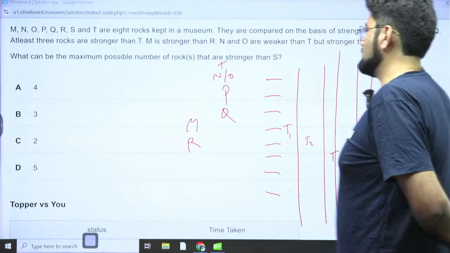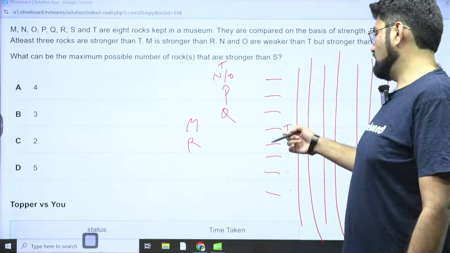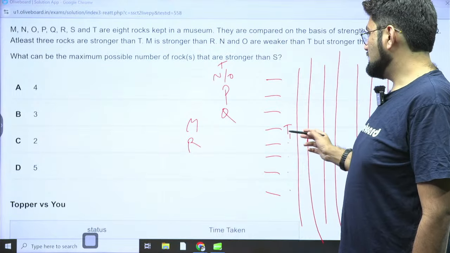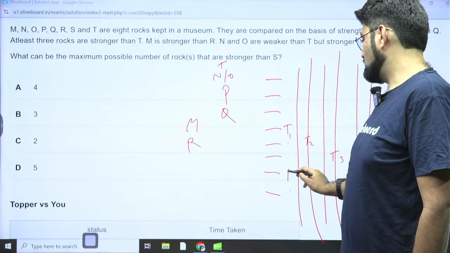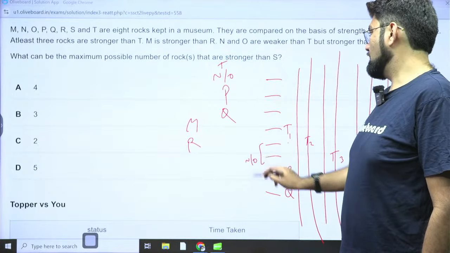T, something of this sort we can write it here. So T has 4 people beneath it. So this is also gone, no? This is the only possible case. So N and O are weaker than T but stronger than P. So P and Q will be here. N and O can be here, anywhere. Okay.